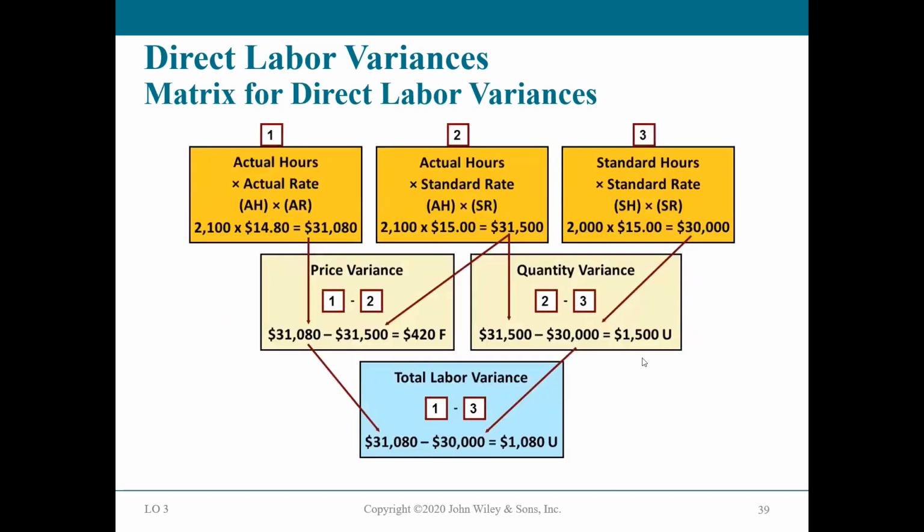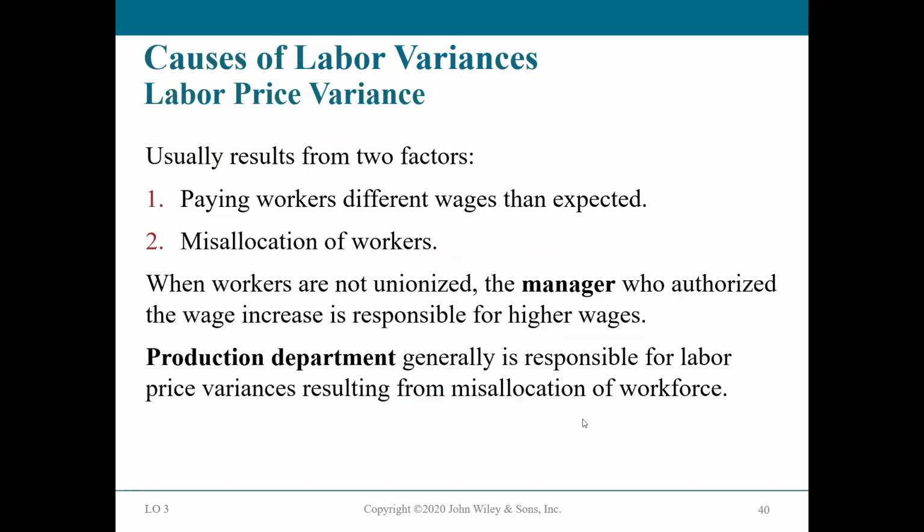Again, a little table that shows how it all ties in. I won't go over it all again. You can always pause and take a look at it. Some of the potential causes of price variances: maybe you're paying workers different wages than you expected, maybe you have younger workers versus more senior workers than planned. Sometimes you might put the wrong people on work, so maybe you're paying more or less than you should. So it's up to the manager to make sure that the right people are in there.